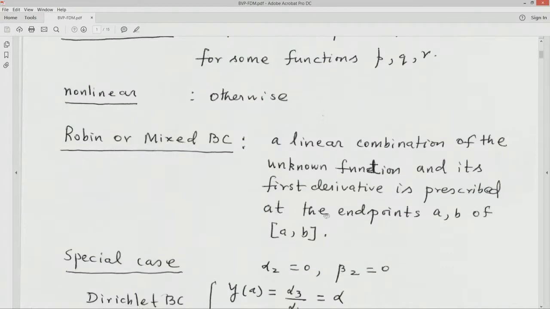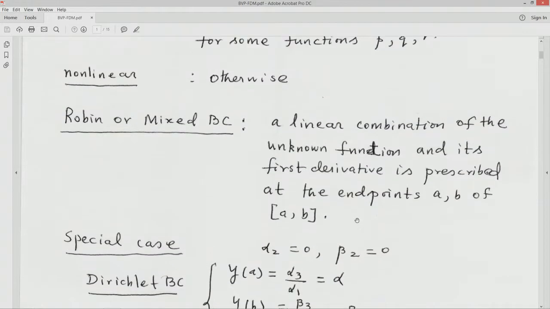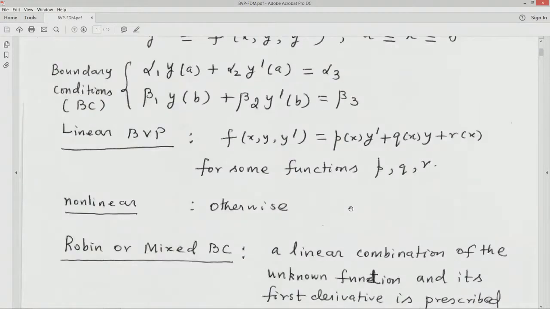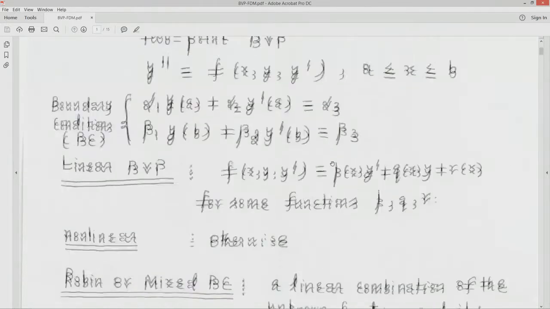There are special cases. If suppose alpha 2 is 0 and beta 2 is 0, let us see what it means. If alpha 2 is 0 and beta 2 is 0, then we have alpha 1 into y of a is alpha 3 or y of a is alpha 3 by alpha 1 and beta 1 y of b equal to beta 3. So, y of b is beta 3 by beta 1.